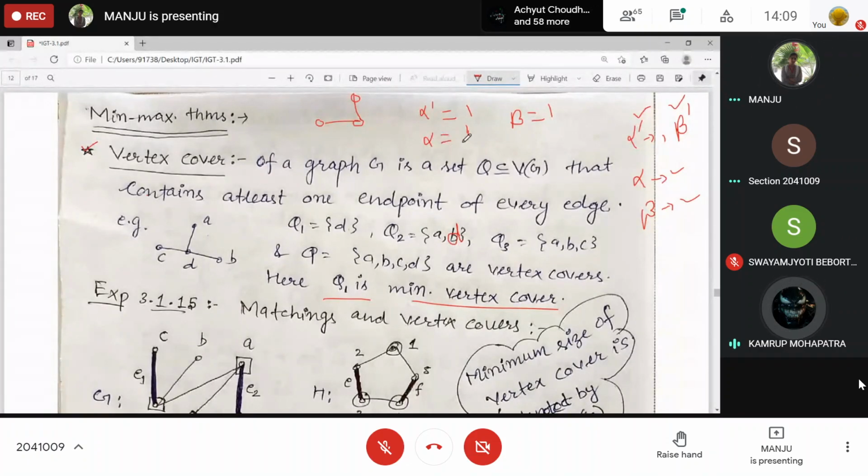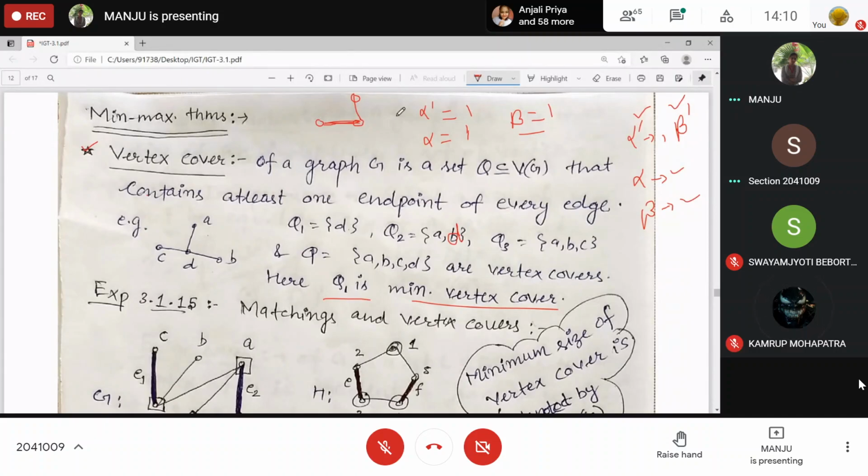Ma'am, alpha dash would be 2, no? Alpha dash is corresponding to edges, no? Okay, ma'am. Maximum edges. So if you take this edge you cannot take this one because of this common vertex, right? Independent edges. Okay, ma'am. And beta means minimum vertex cover. How many vertices minimum needed to cover all the edges? Sorry, beta. This is beta. How many minimum number of vertices to cover all the edges?